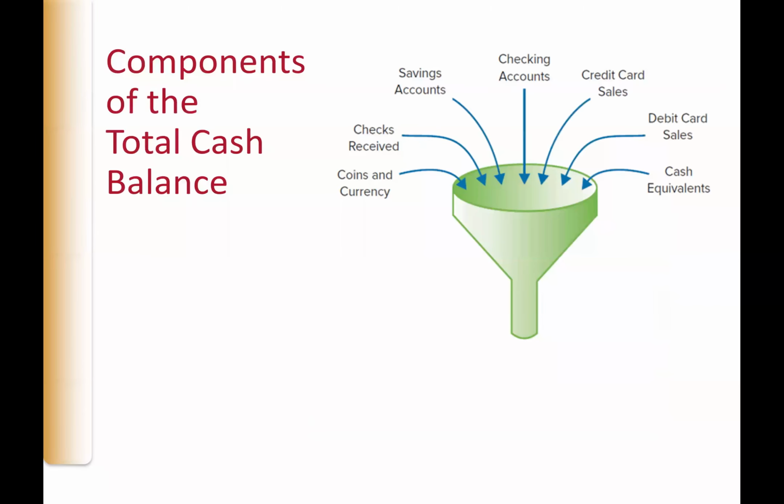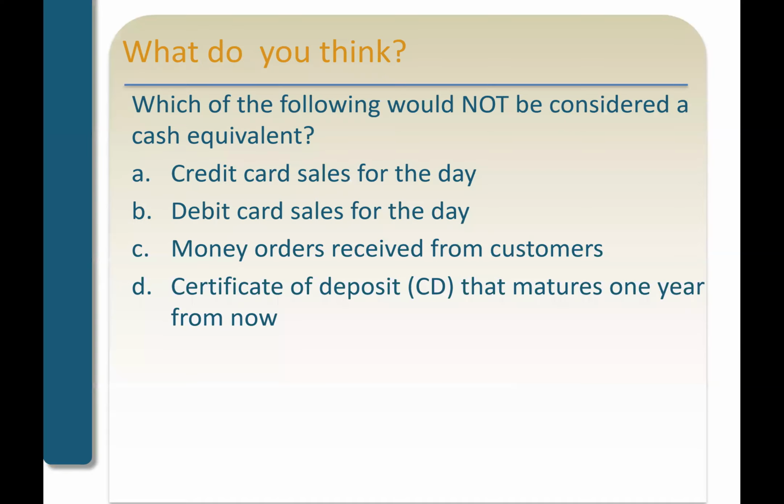Cash can be in the form of a variety of items. Cash can be coins and currency, checks received, money in the savings account or checking account. Cash can be credit card sales, debit card sales, or any types of cash equivalents. All of these come into play to determine what we would show on our books as the total cash balance.